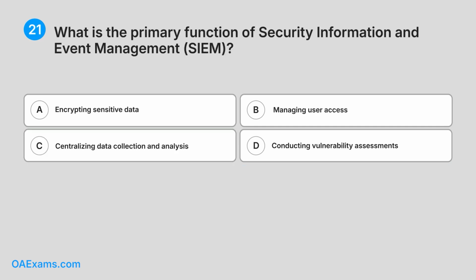21. What is the primary function of security information and event management? A. Encrypting sensitive data. B. Managing user access. C. Centralizing data collection and analysis. D. Conducting vulnerability assessments. Can you guess the answer?